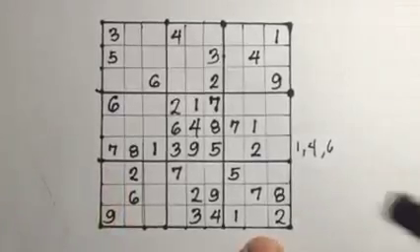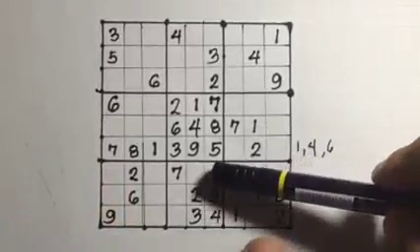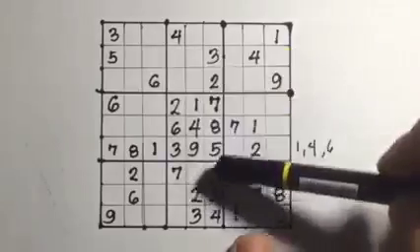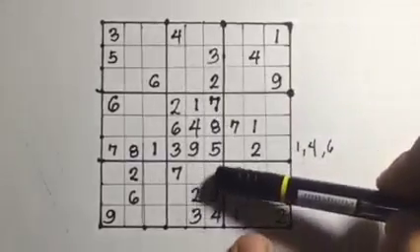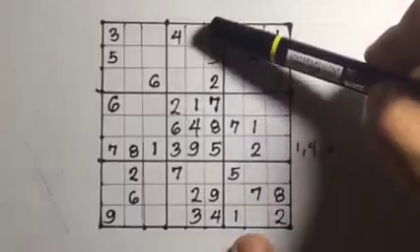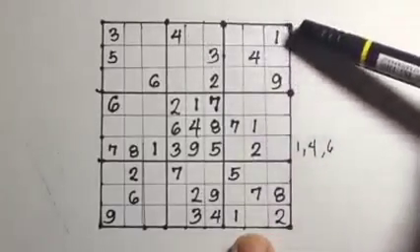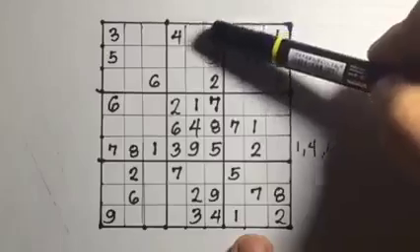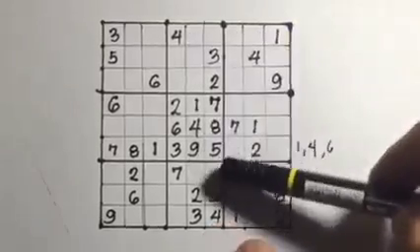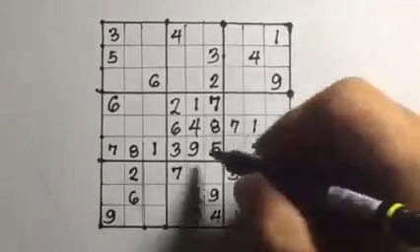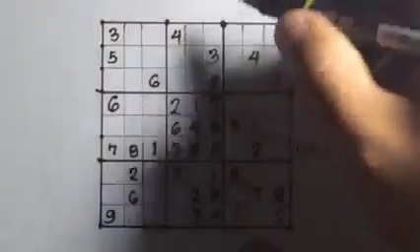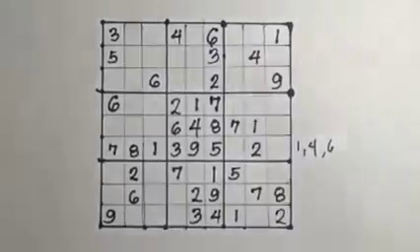Then if we're going to look at these cells in here, the missing numbers here are 1 and 6. So if we're going to look at in this row here, there is 1, so you cannot write 1 here. So 1 will be filled in this cell. So 1, and obviously this is 6.